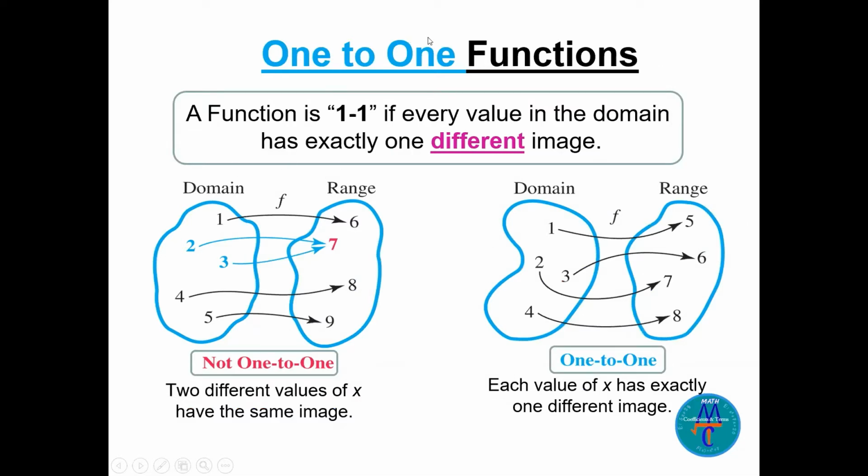See the word one-to-one, x and y. Every value in the domain has exactly one different image. Every x value in the domain has exactly one different y. So this one is not one-to-one. This is a function, but not one-to-one, because 2 and 3 have the same image, 7.